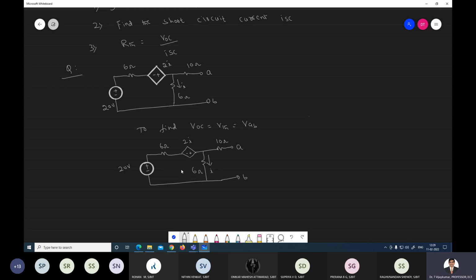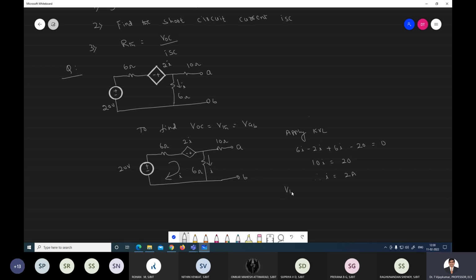To calculate, this becomes a loop now. Assume the loop current. Anyhow, it is given as I only. You can take the loop current as I in this loop. Then apply KVL. When we apply the KVL, we can write 6I minus 2I plus 6I minus 20 is equal to 0. This is 10I is equal to 20. So therefore, what is I? I is equal to 2 amps, 20 by 10, 2 amps.